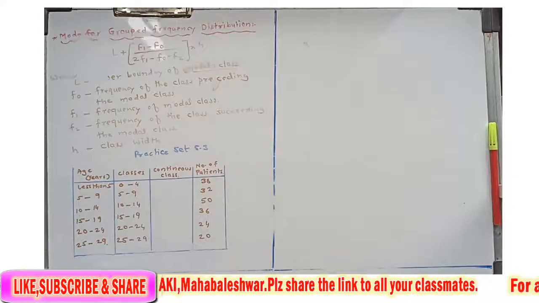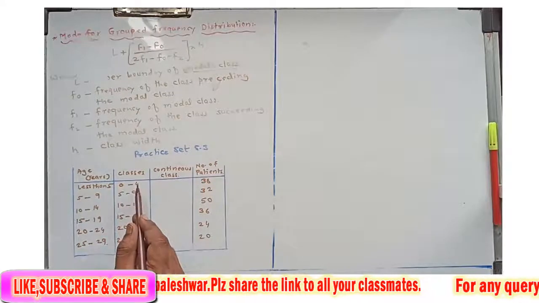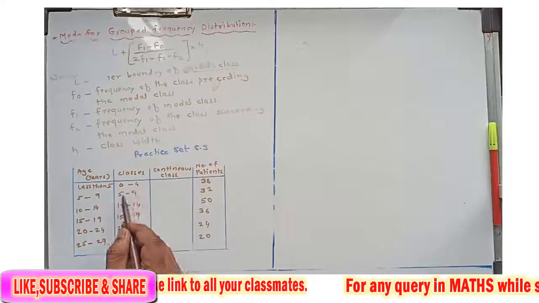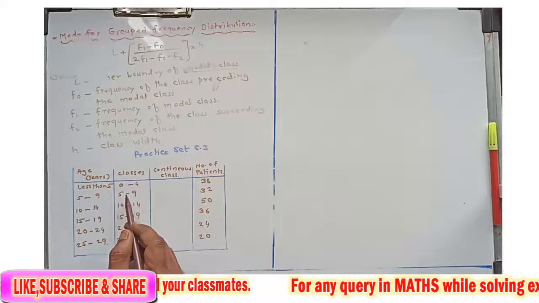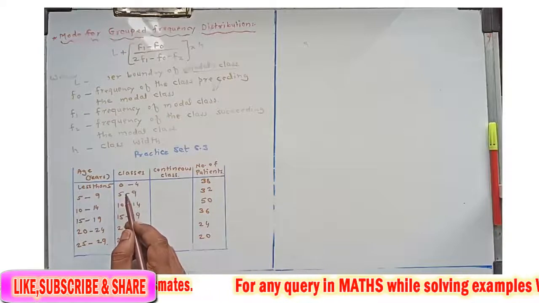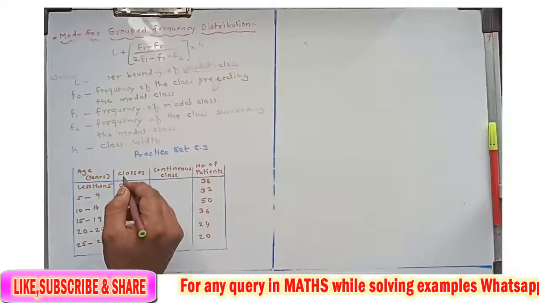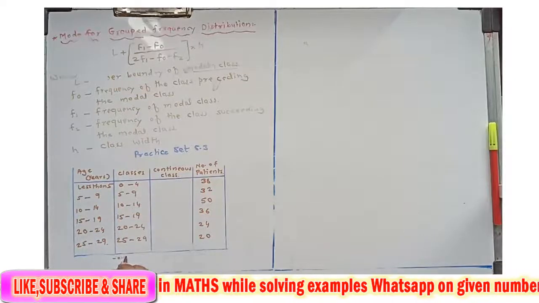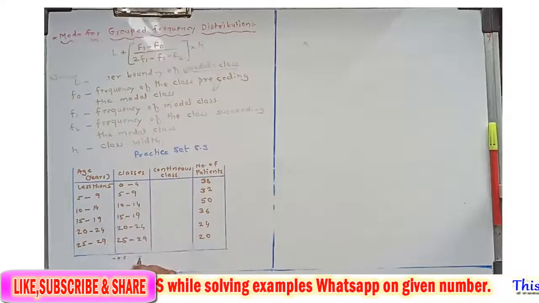Same procedure we have to follow here. The difference between the upper limit of the first class and the lower limit of the second class is 1. Just divide this 1 by 2, you will get 0.5, that is half. So from the lower limit of the class, subtract 0.5, and to the upper limit add 0.5.